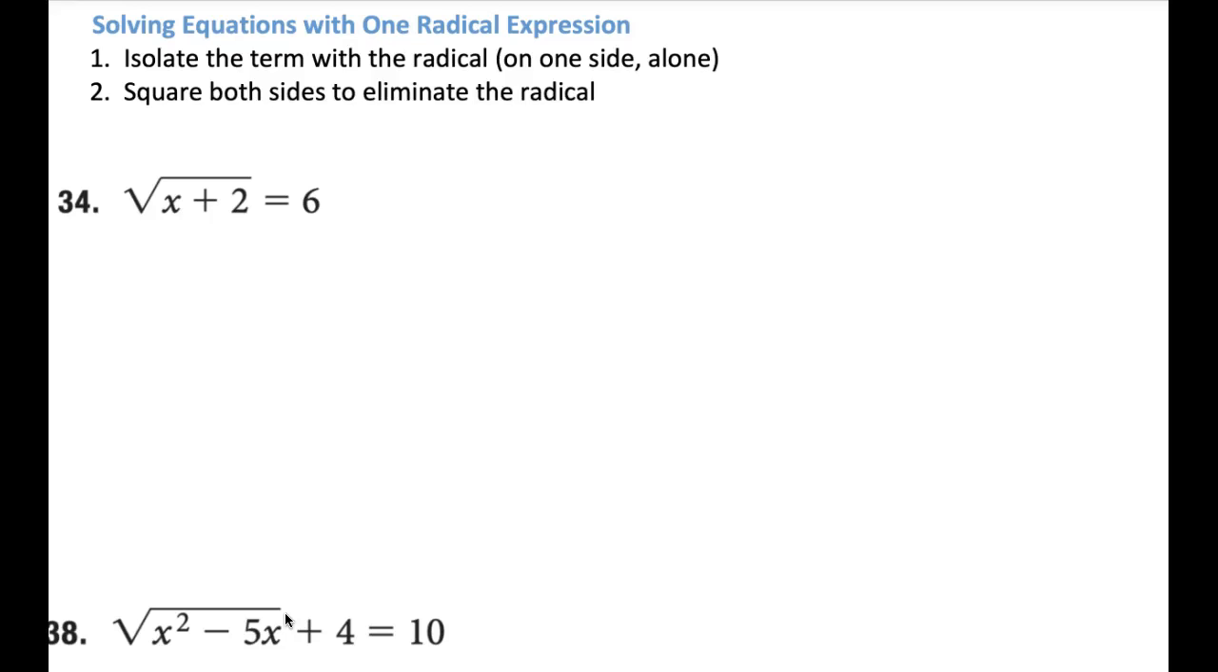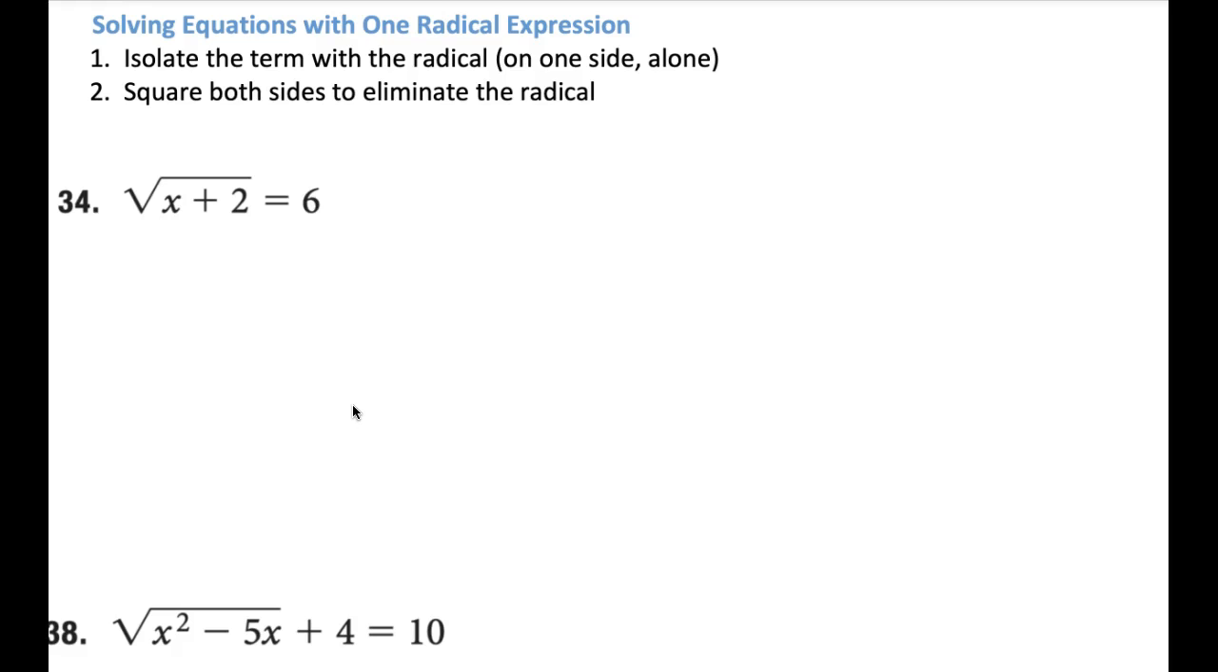Okay, so this is Chantel talking about solving equations with one radical expression. This is the second half of section 1.4 in the college algebra textbook. We're only covering 3 pages. This is a lot of information and takes a lot of practice. So again, I'm going to be doing many examples.